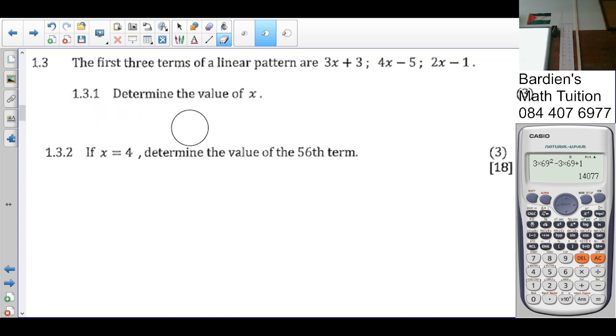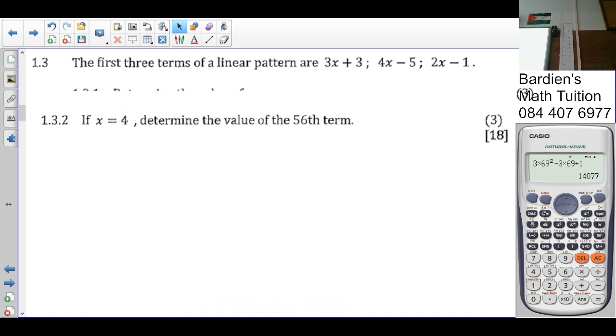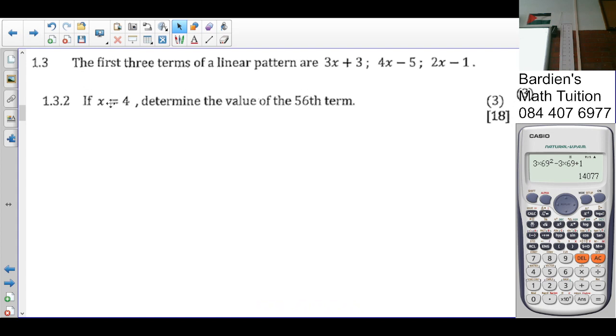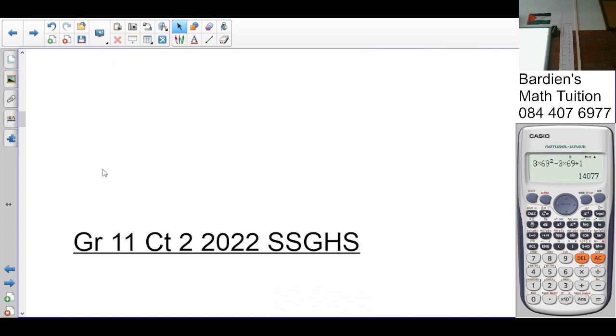Now, if you got a different answer, which some of you did, you can't use that wrong answer, or your answer, even if your answer was right. You must remember that here they gave us what x is. So you must use what is given. Okay? So if x is equal to 4, determine the value of the 56th term.